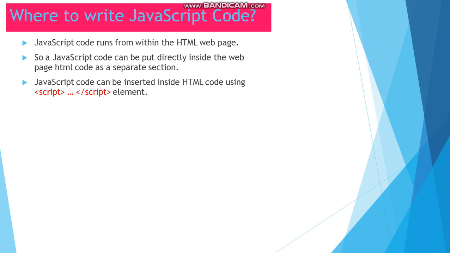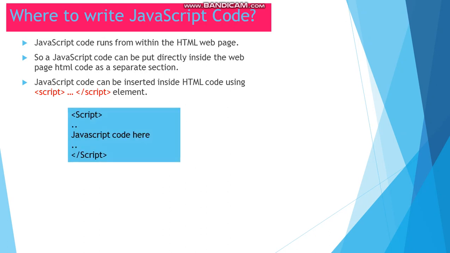You might remember in CSS, we have studied about the style tag. So if you want to write CSS code, then we have to use the style tag. Same way here, if you want to write JavaScript code, then you have to use the script tag. So in an HTML program, wherever we want, we can write JavaScript code. For that, we have to use the script tag.